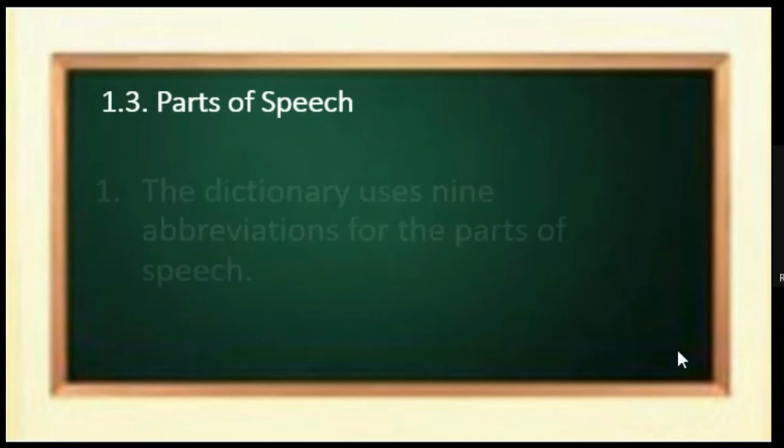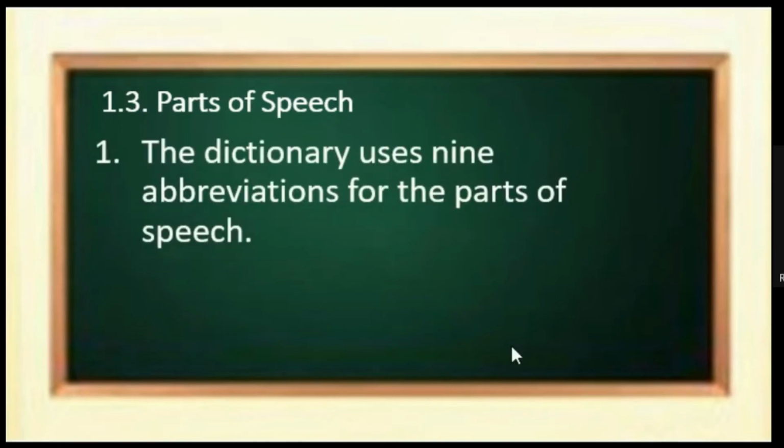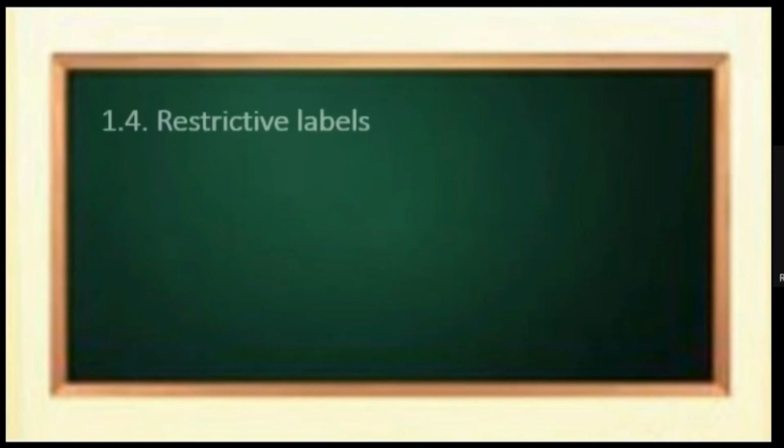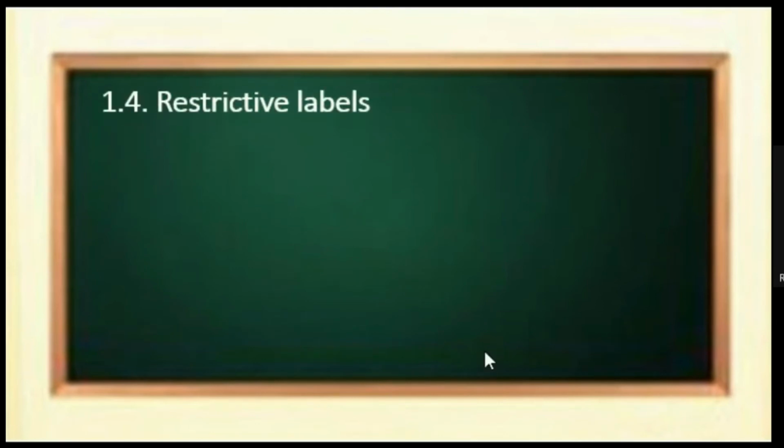Okay, next, we have the parts of speech. I know you are very familiar with parts of speech. Now, if you're looking for a certain word in the dictionary, you can find not only the meaning of the word, but also to what part of speech it belongs. They are abbreviated most of the time, and you can encounter about 9 abbreviations for the parts of speech. So moving on, we have restrictive labels.